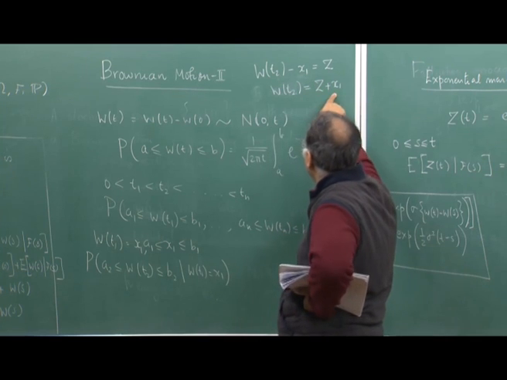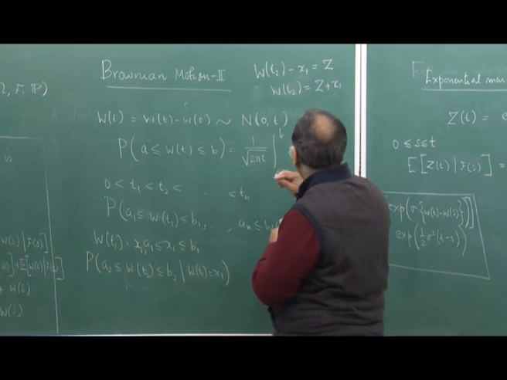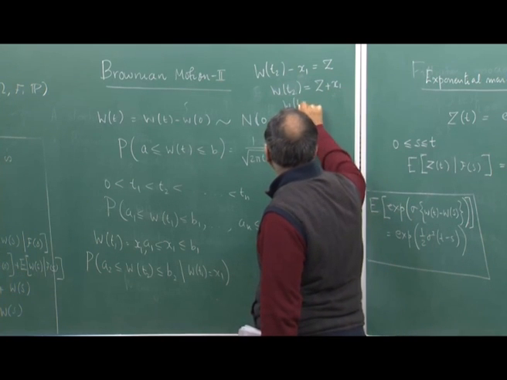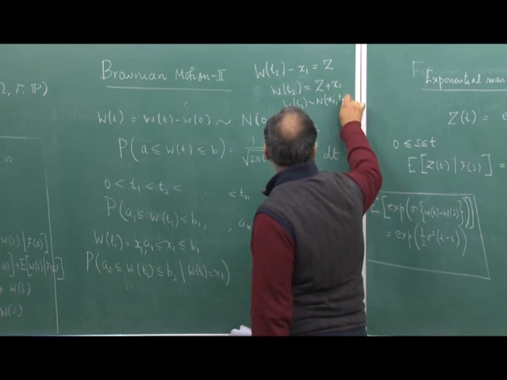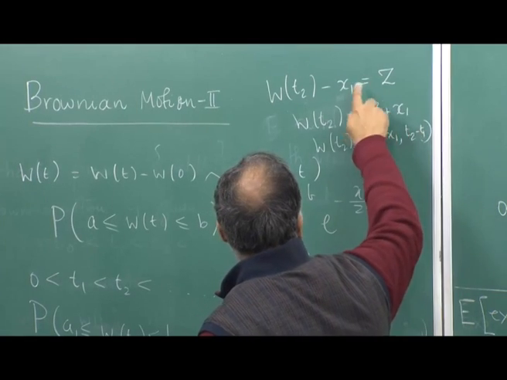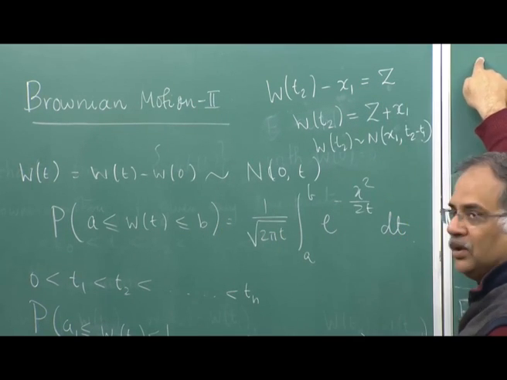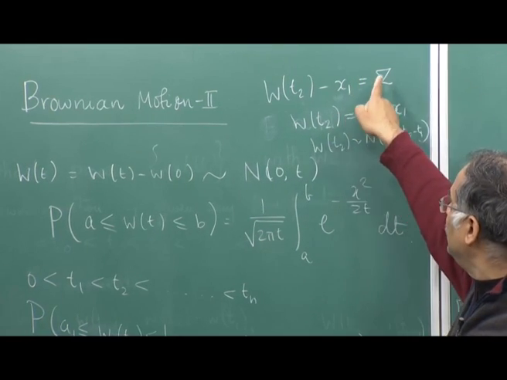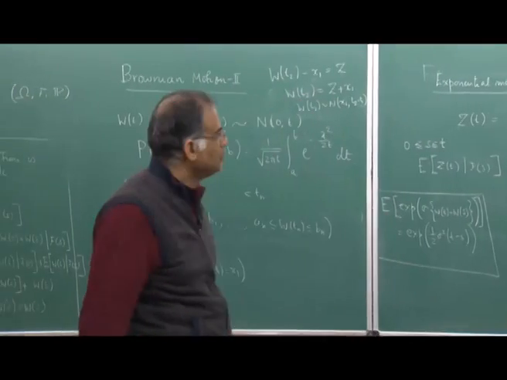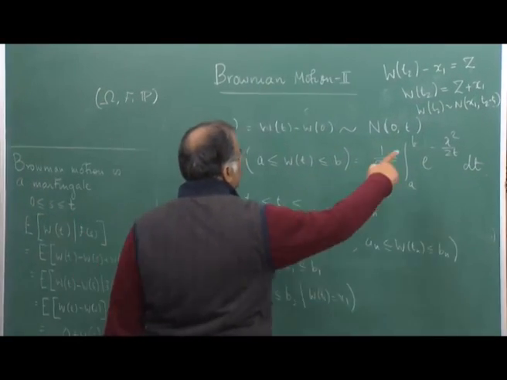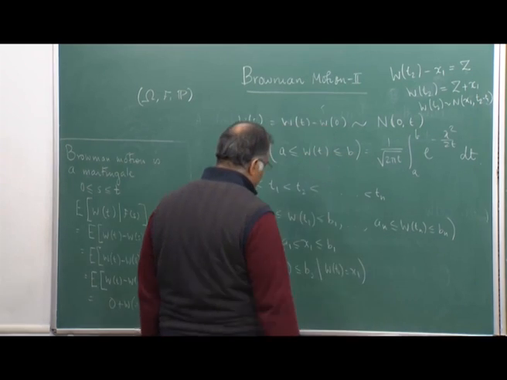So under this given information, WT2 follows normal with mean x1, because this is the time t1, so this z follows normal 0 at time t2 minus t1. So WT2 is nothing but x1 plus z, so WT2 follows this one, because this expectation is 0. So once you know this fact, then what would happen?